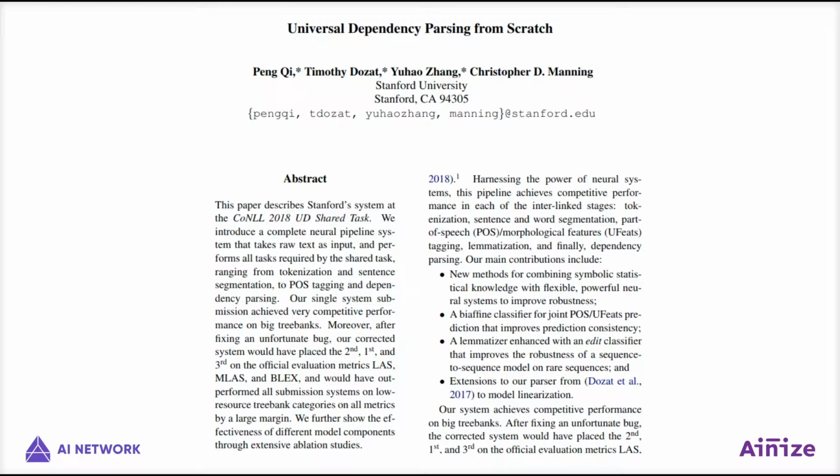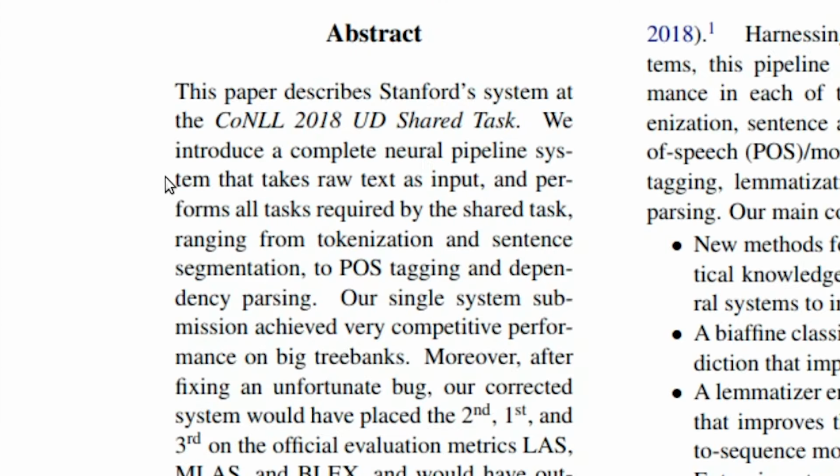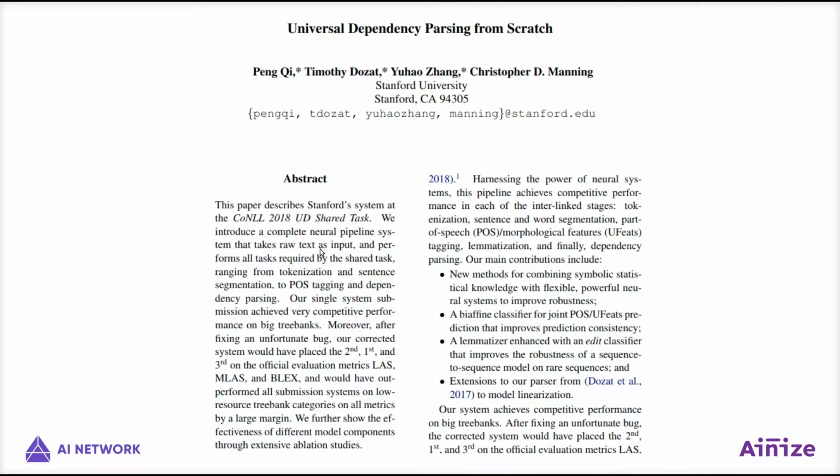Looking at the abstract from the Stanford NLP paper here, titled Universal Dependency Parsing from Scratch, you can see that Stanford NLP aims to provide a complete neural pipeline system that takes raw input as text and performs several common NLP tasks on this input text. These tasks include tokenization, which involves dividing a text corpus into individual tokens or meaningful units, so essentially extracting each word from a sentence, and maybe all the punctuation as well.